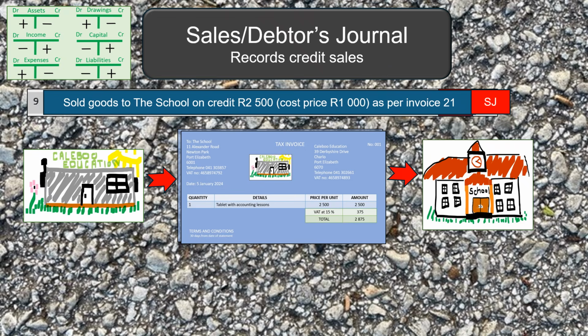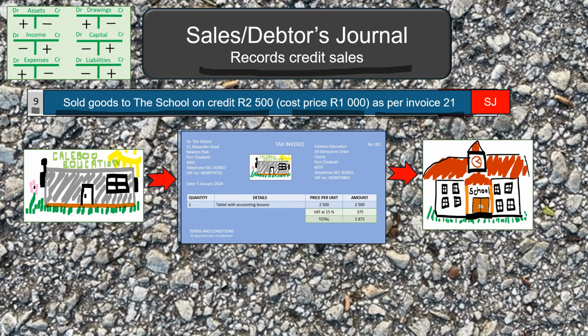Right, so we're going to move quickly on to the sales journal, or also known as the debtors journal. In this journal, all credit sales are recorded. So if we look at on the 9th, sold goods, stock, trading inventory to the school on credit, 2,500. We sold the stock for 2,500. The stock originally cost us 1,000. That's why it says the cost price was 1,000. And we used an invoice to record this sale.